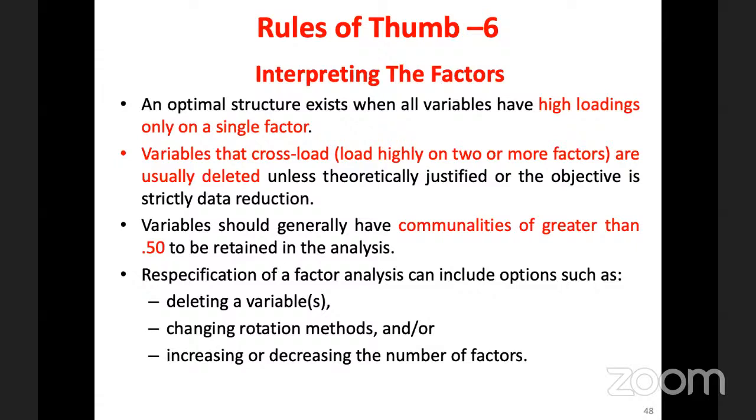If there is one factor which has a high loading of the variable, it is called an optimal structure. If there is cross loading of a variable, then it becomes difficult, especially if there are more than two cross loadings. And as far as communalities are concerned, if they are more than 0.5, the variables are retained in the factor.